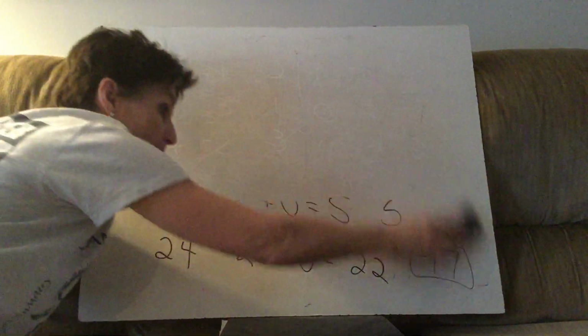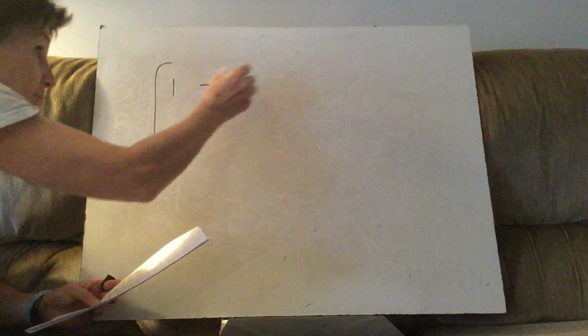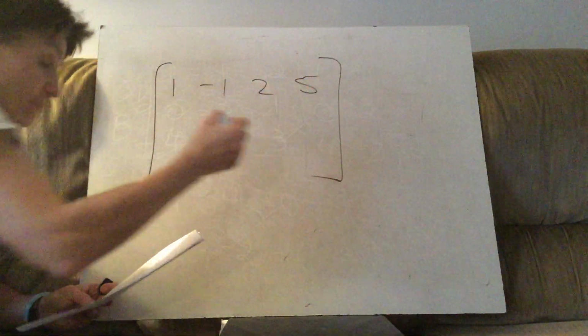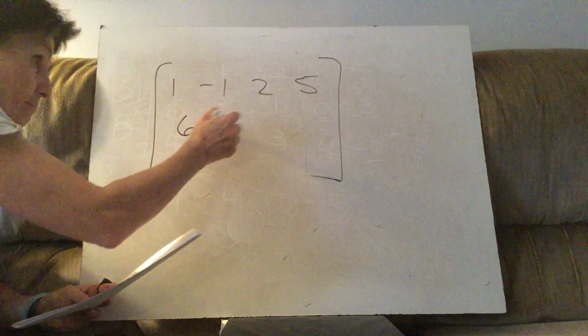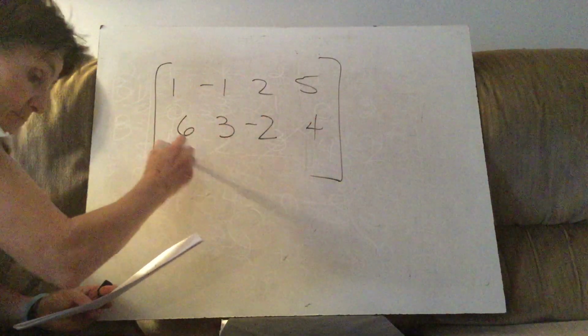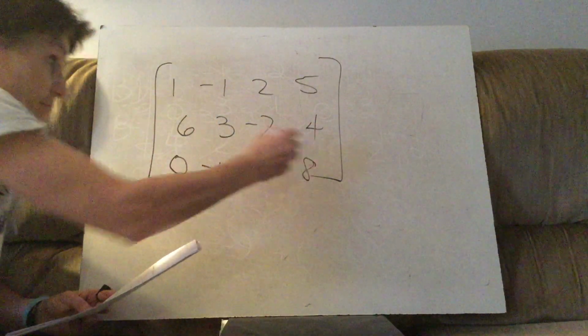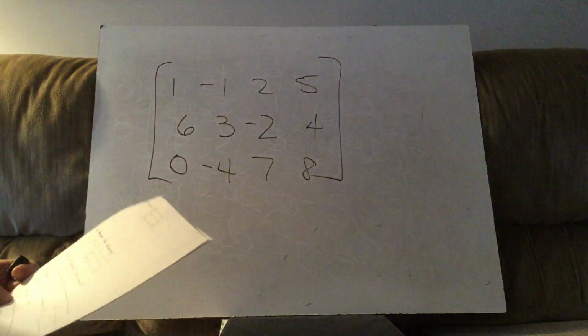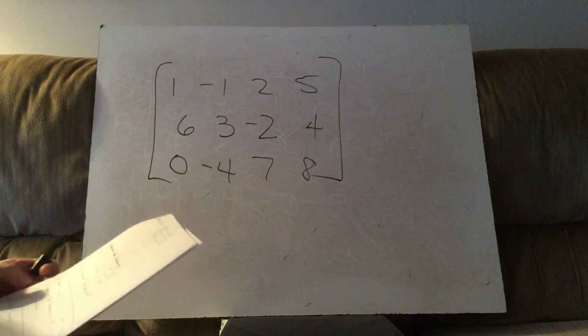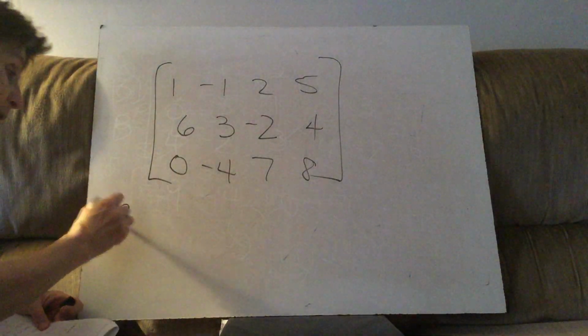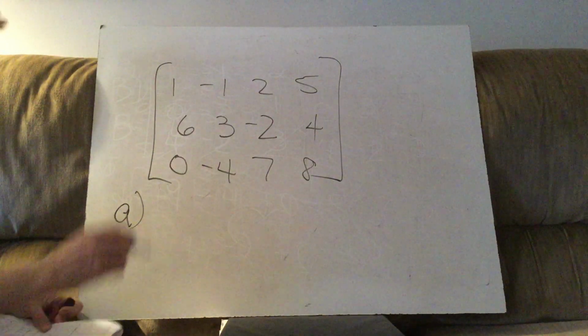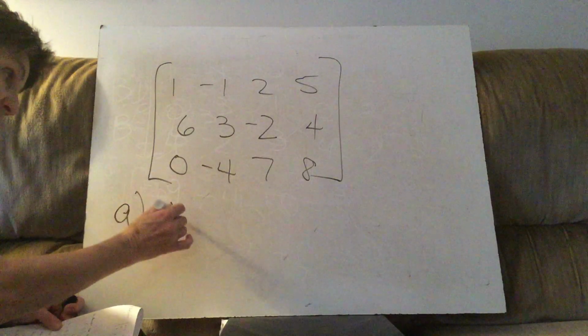Now we have a little vocabulary section. Got to know our vocabulary. So we're going to start with this matrix right here. And we're going to answer some questions about it now. Question A says, is it square? And the answer is no, it's not square.